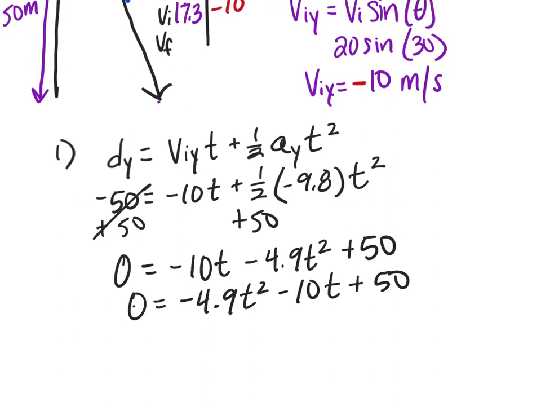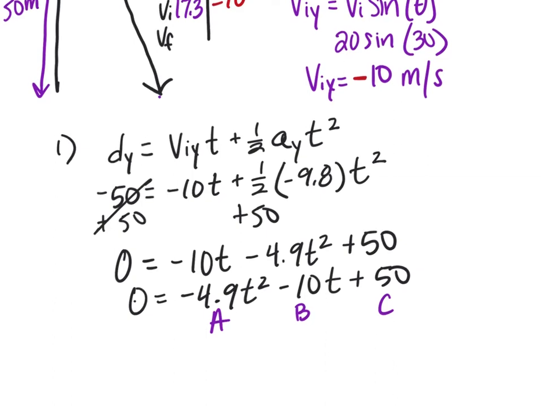The number with t squared is A. The one next to just a single t is B. And then the last one is C. So now we can go on to the quadratic formula.